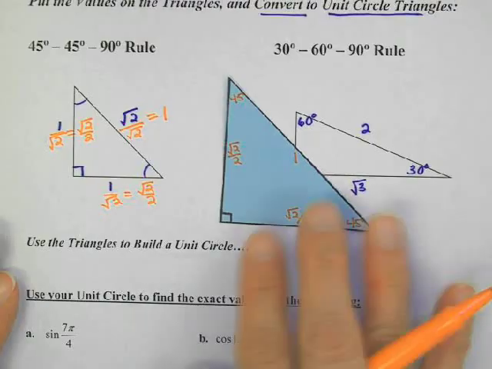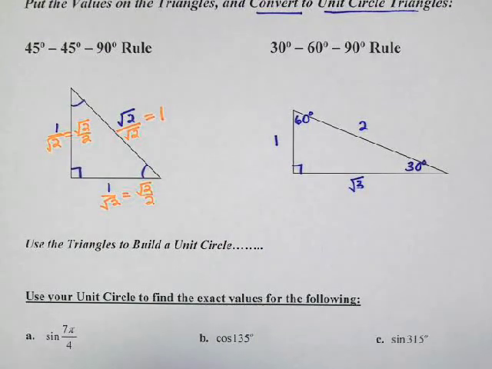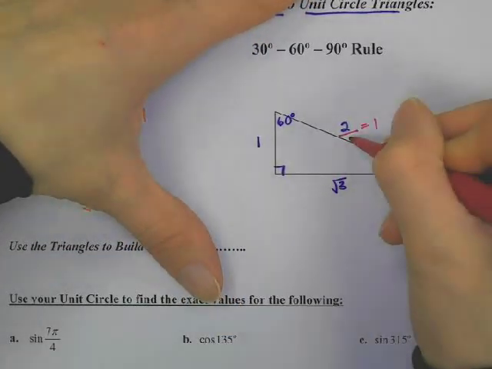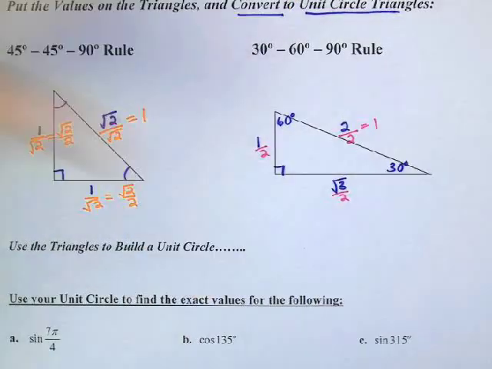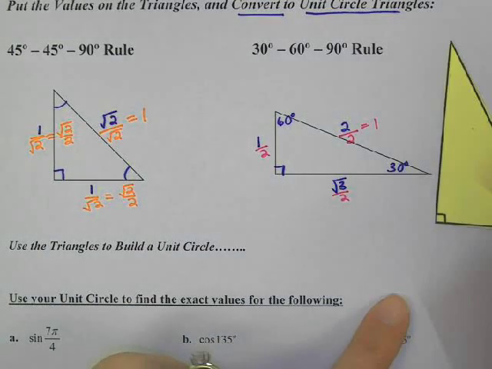Okay, I converted it for the unit circle triangle. I need to do the same thing now with this 30, 60, 90 triangle. I need to make it be a unit circle triangle, so I need to get this hypotenuse to equal a 1. Let's divide everybody by a 2. There we go. So let's go and take out our 30, 60, 90.